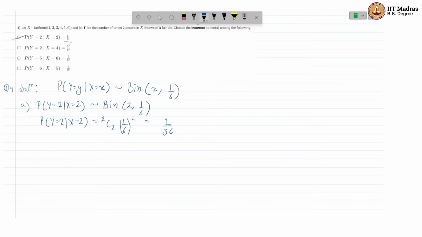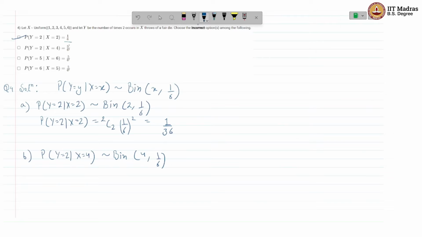Now checking option number B. In option B, we have to find probability y is equal to 2 given x is equal to 4. So this will also follow binomial 4 comma 1 by 6.